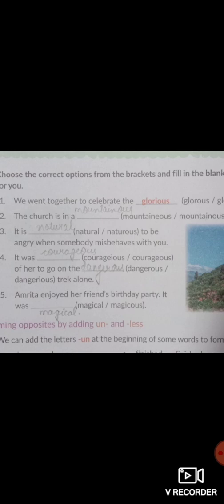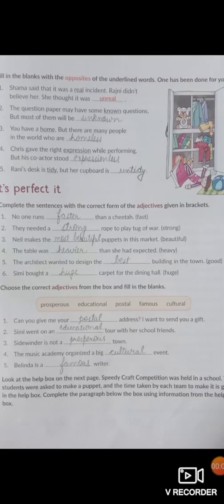It was magical. Fill in the blanks with the opposite of the underlined words. You have to fill the opposite of the underlined words. Second, the question paper may have some known questions, but most of them will be unknown. Opposite of known is unknown.